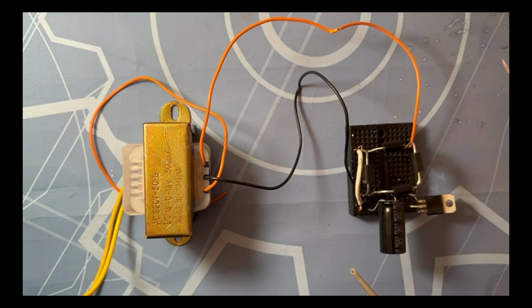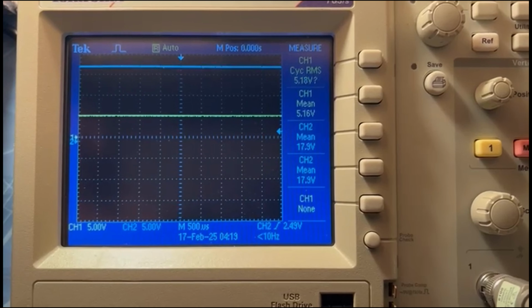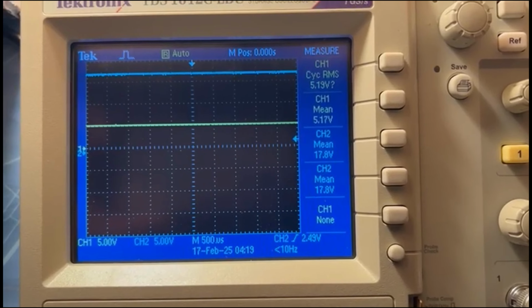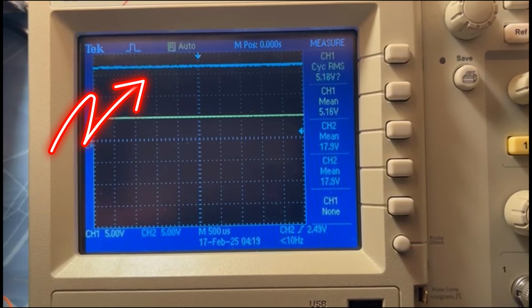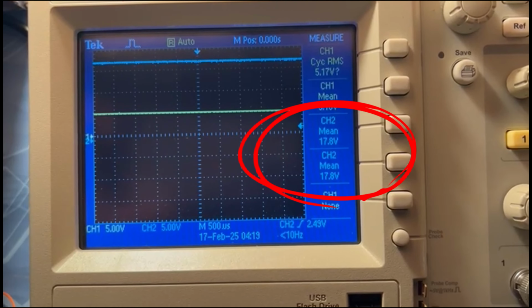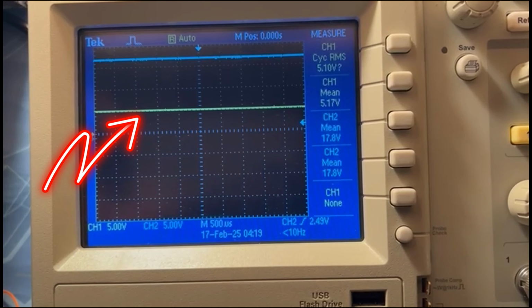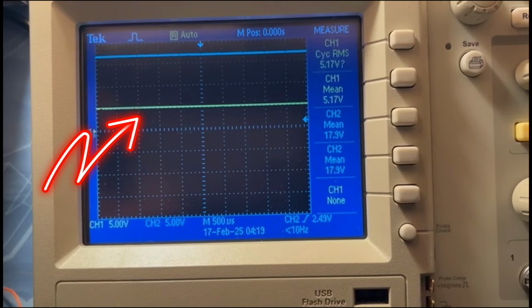Here is our circuit after connecting it. Now it is ready to see if the output will be 5 volt DC. Here is the regulator input and output. The input is the blue channel 2. As you see, it is 18 volt DC. The regulator output is the yellow channel 1, and it is 5 volt DC.